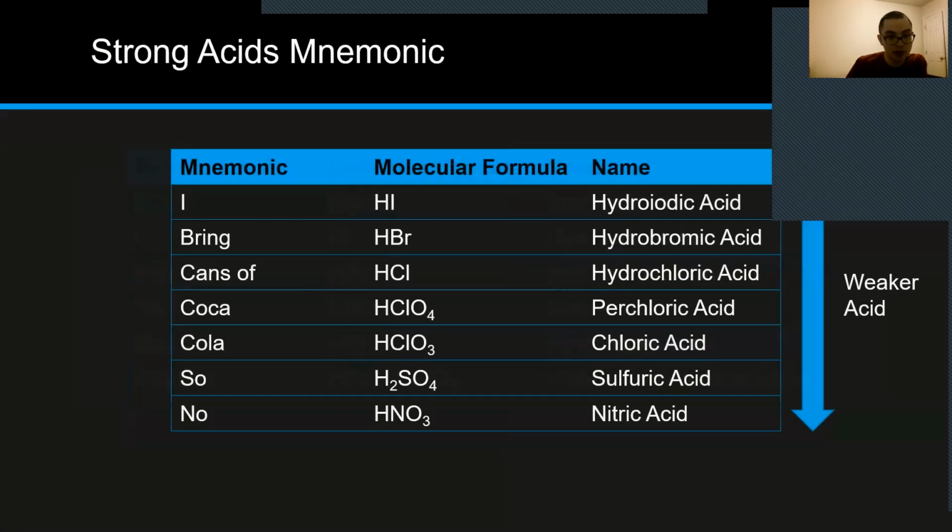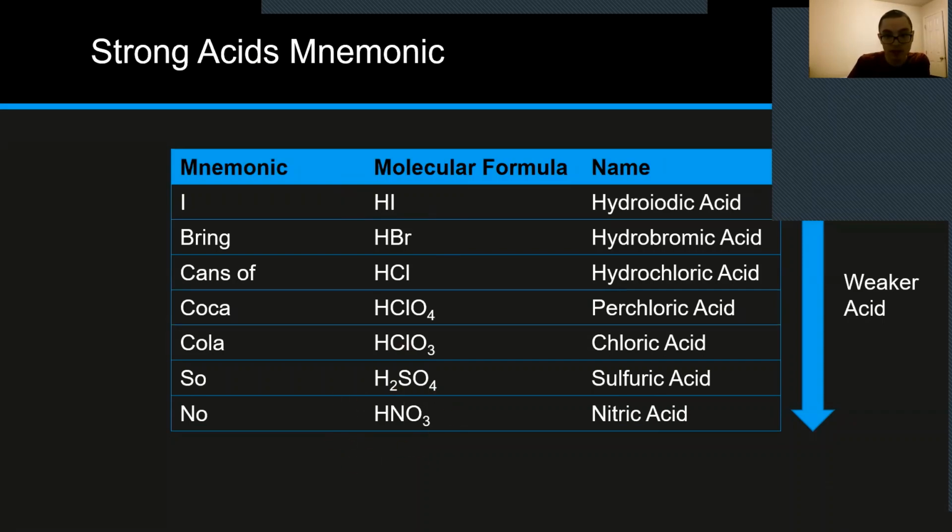I found another mnemonic, and if I was going to use a mnemonic, I think I prefer this one. So this is "I bring cans of Coca-Cola, so no." The reason I like this one better is because the arrangement of these acids actually goes from strongest to weakest. Okay, I thought I labeled that backwards for a second. I probably should have just labeled the top and the bottom to make it simpler. Basically, this is the strongest acid and this is the weakest acid.